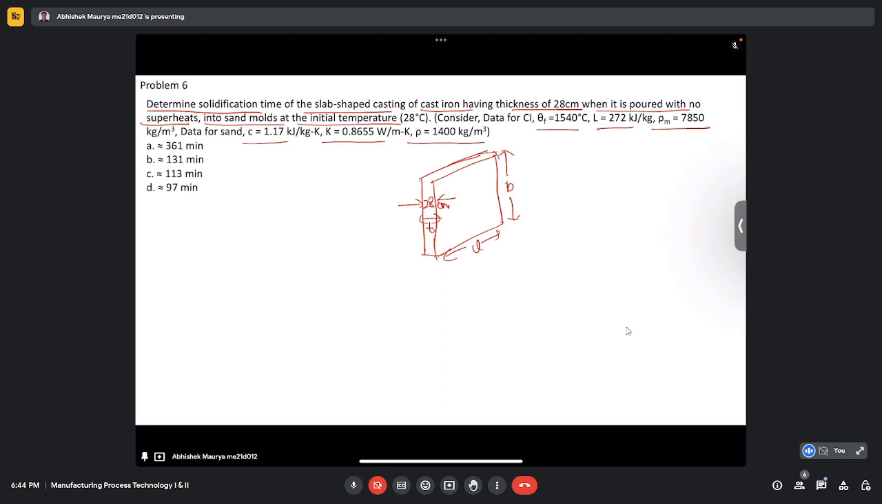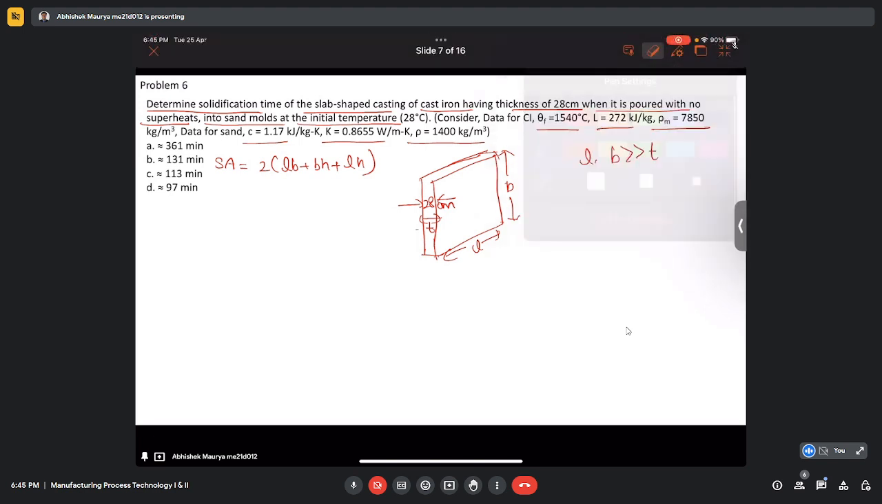And the solidification time always depends upon the volume by area ratio. So what is the surface area for this kind of slab? This will be nothing but 2 times length into breadth plus breadth into height plus length into height. But there is one assumption involved in this kind of slab problem, which has been taught in the lecture: length and breadth are much larger than the thickness. So here thickness is nothing but t, and in this formula h is the thickness. So it will be better if you write t here.